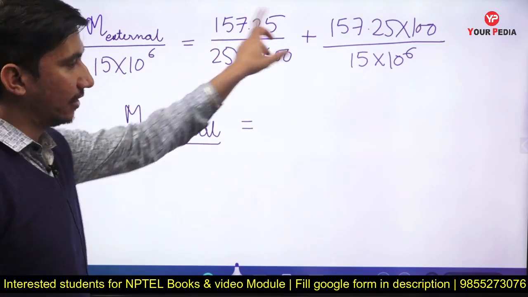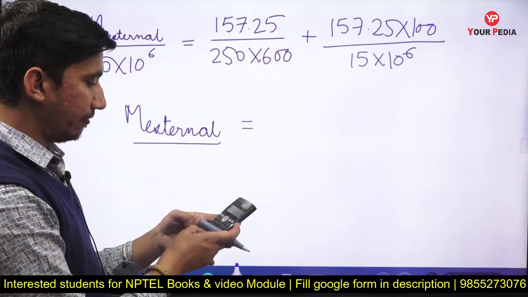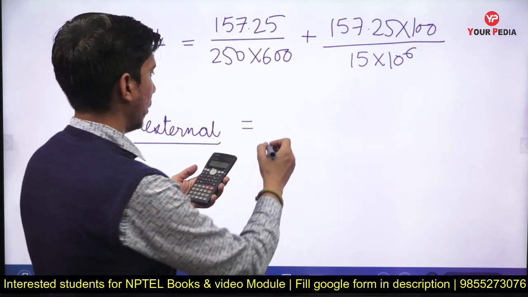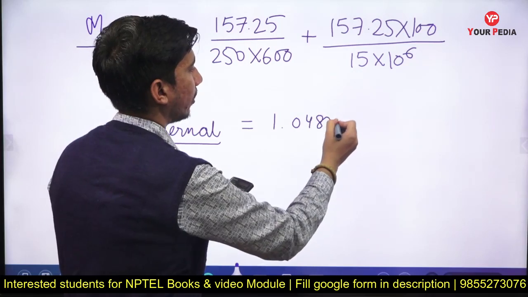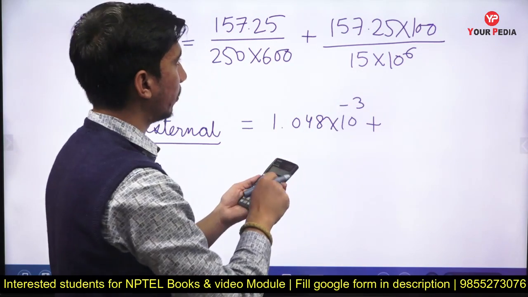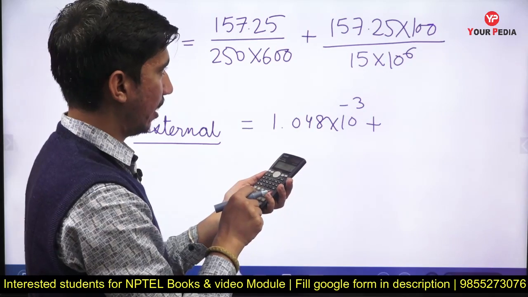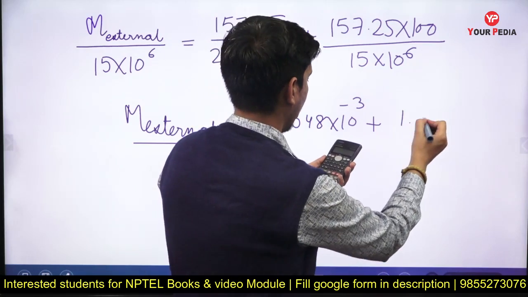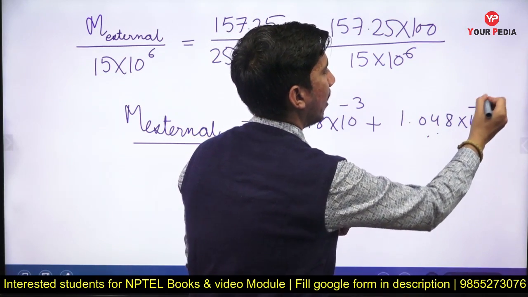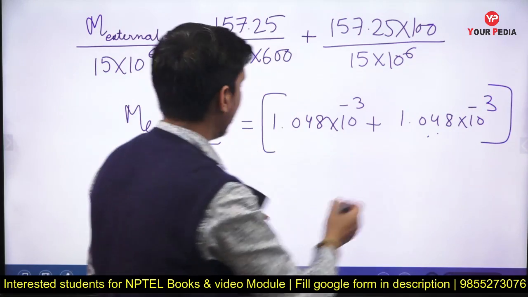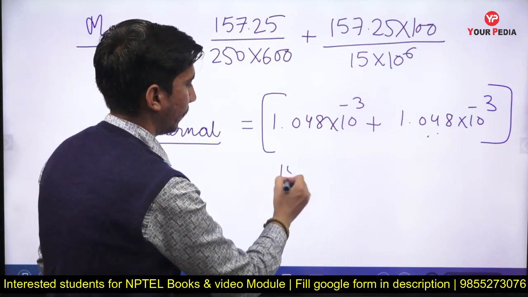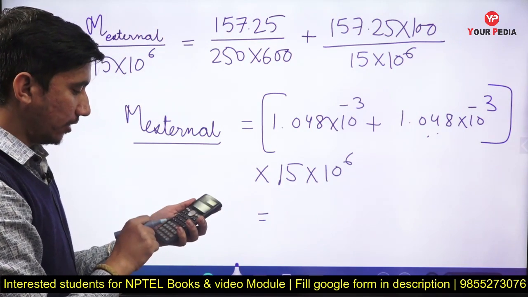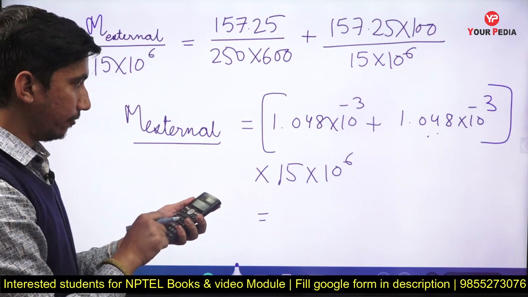So let me write and find this value, and this value is 157.25 divided by 250 divided by 600. This is 1.048 into 10 raised to power minus 3. This value is 157.25 into 100 divided by 15 into 10 raised to power 6. So this is again 0.148 into 10 raised to power minus 3. Now this value is to be multiplied by 15 into 10 raised to power 6, 15 into 10 raised to power 6. So this becomes 1.048 plus 1.048 into 15 into 10 raised to power 3.